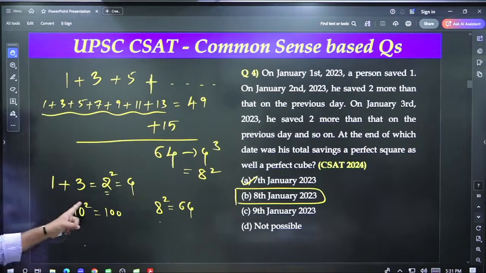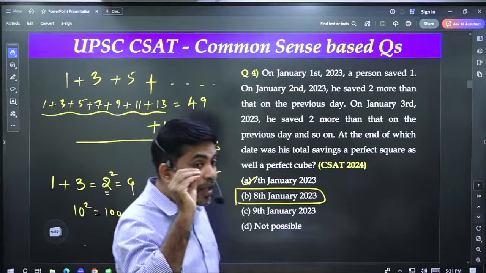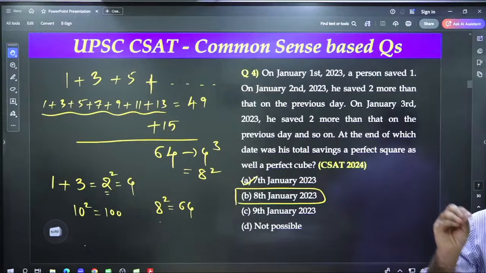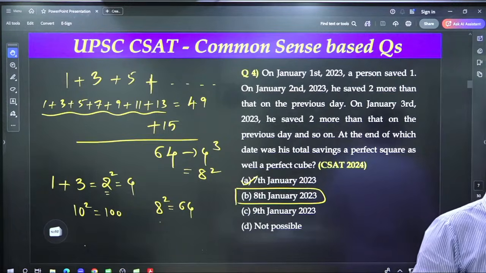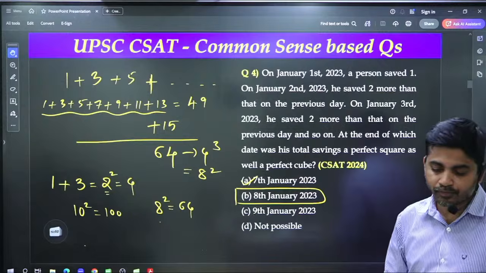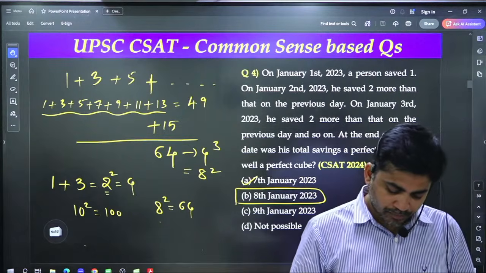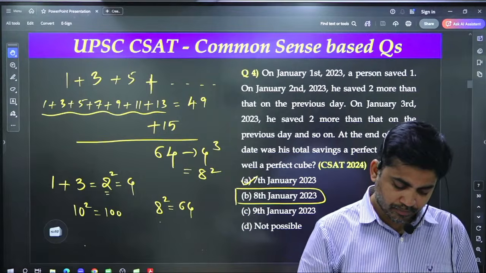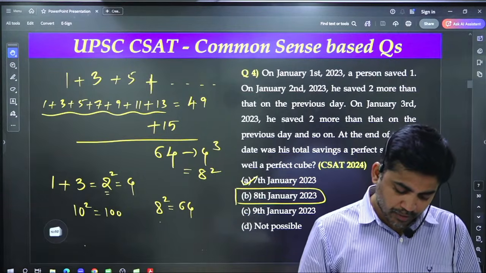What is the basic formula? Sum of the first n odd numbers equals n square. If you take 8 odd numbers, the sum will be 8 square. Okay? Chalo, next one.